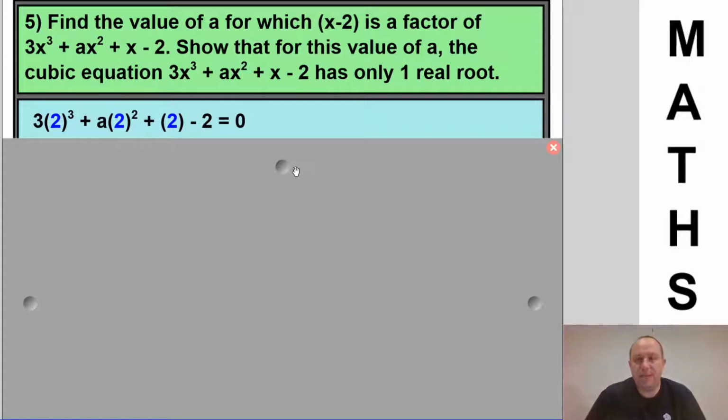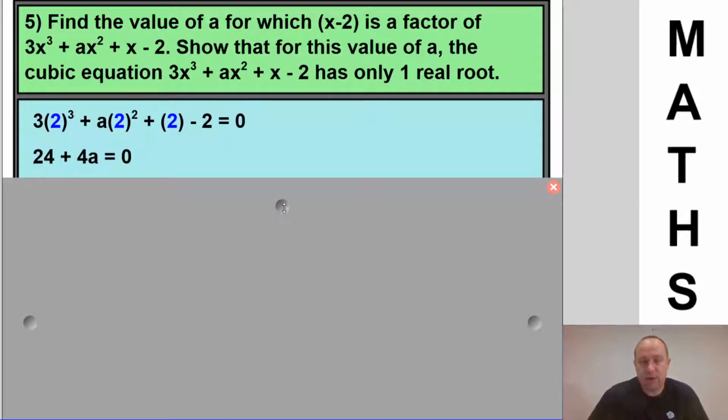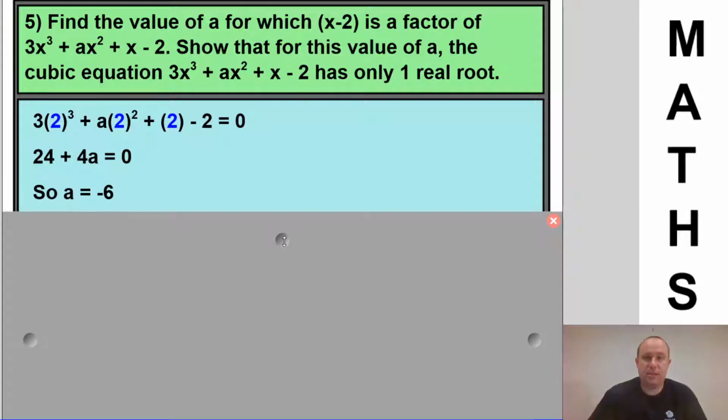So if we know that something is a factor, then we can know that if we plug in the root, then we should get a remainder of 0. So where it says x minus 2 is a factor, I know that that means that 2 is a root, positive 2. So wherever I see x in this equation here, I'm just going to substitute in 2. And I'm going to set it equal to 0. And then once I start simplifying this, I should come up with a linear equation, which I should be able to easily solve for a. And therefore show the value for a, and the answer is negative 6.